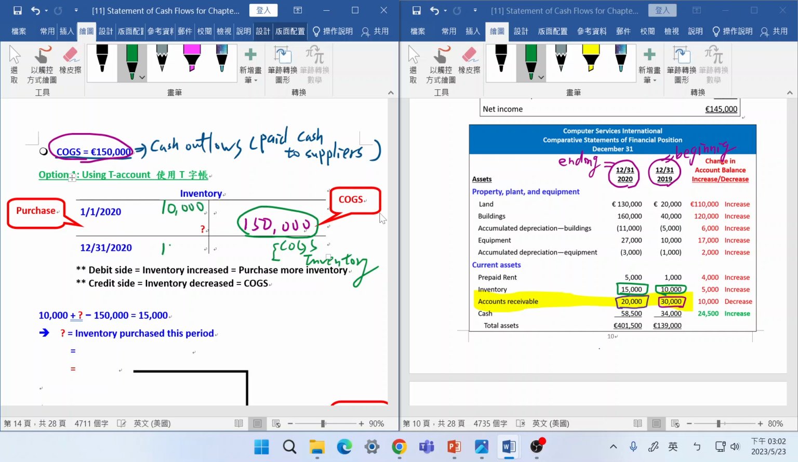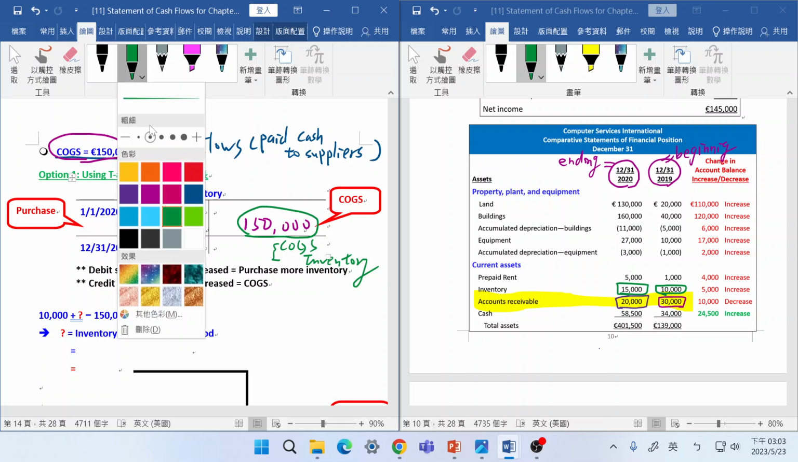Ending balance $15,000. Okay? So I find the beginning balance and ending balance of $15,000 from your balance sheet. I note inventory decreased because of cost of goods sold, right? So could you find out this question mark? Inventory increased because you buy the inventory.